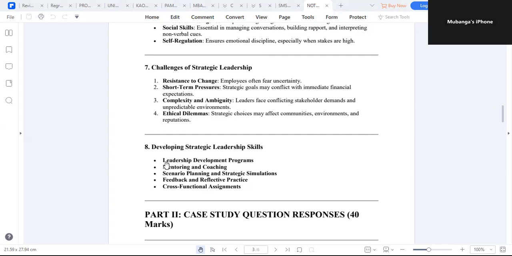So let's look at how to develop strategic leadership skills. So it's a process. So strategic leadership is not just about natural talent.